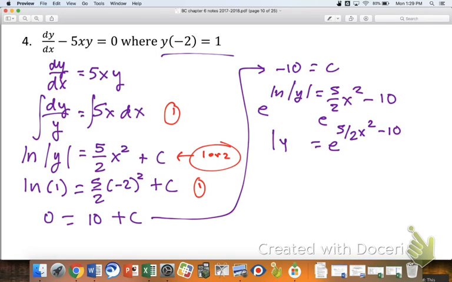It's got to be the absolute value of y. It cannot just be a y. So we've got to finally evaluate the absolute values and decide how this is going to work. Does anybody remember how this works? It has to do with the initial condition.